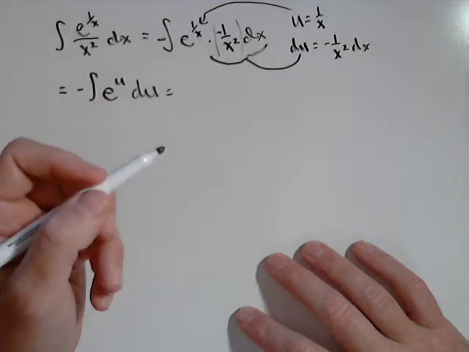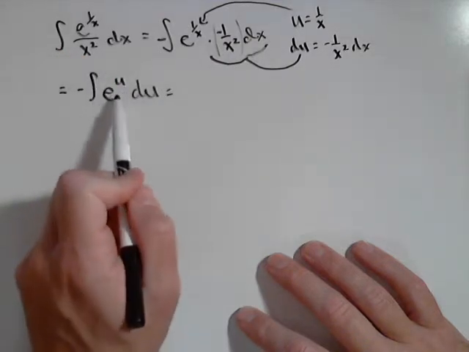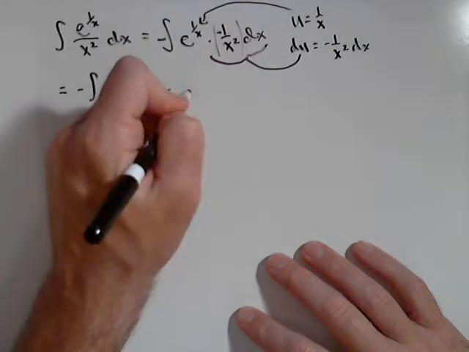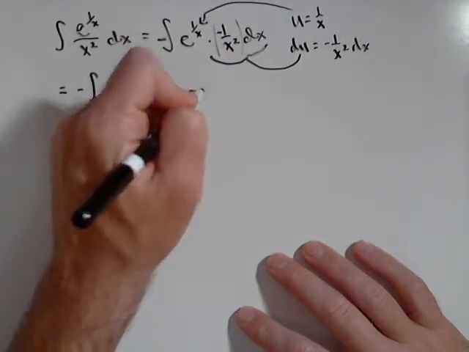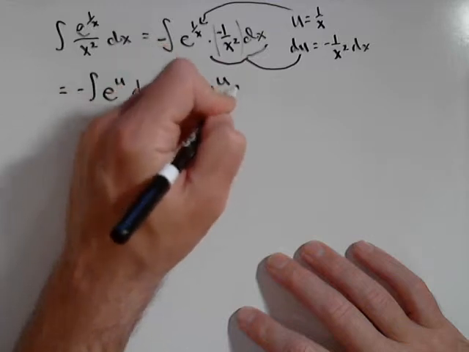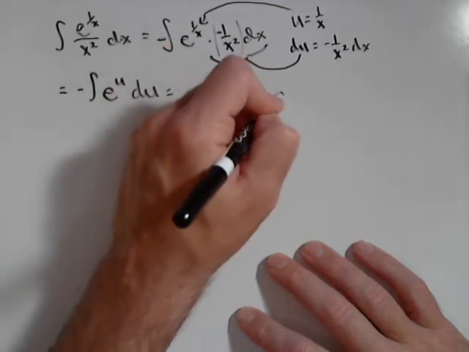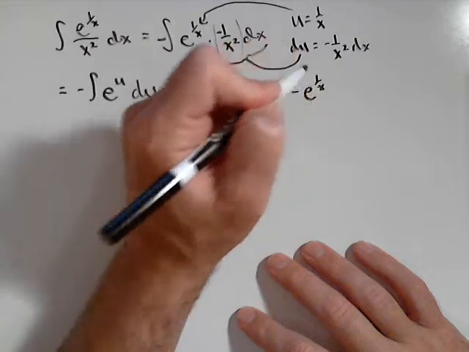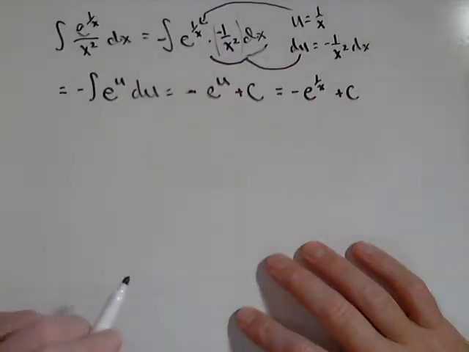And what was fairly complex looking is actually probably our easiest antiderivative, e to the u, whose antiderivative is e to the u. Now we have a negative out front, so it's negative e to the u plus c, and then we sub back, we have negative e to the 1 over x plus c, and we're done.